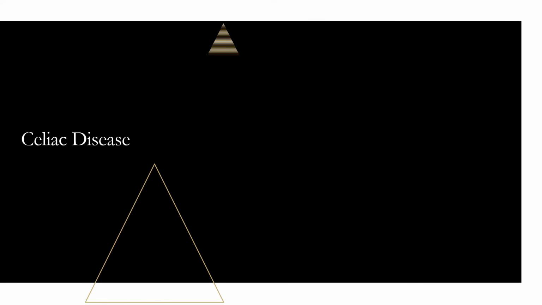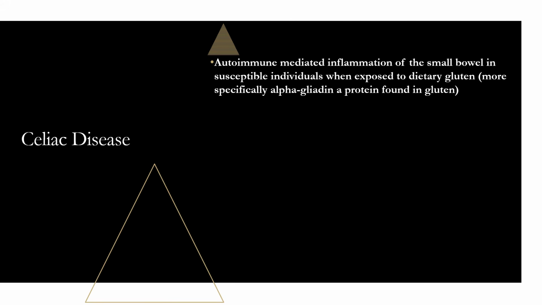Okay. We're almost finished here. We just have a couple more things to go over. So let's go over celiac disease. So celiac disease is going to be this autoimmune mediated inflammation of the small bowel in these susceptible individuals who are exposed to dietary gluten. And more specifically, it's alpha gliadin, which is a protein that's found in gluten.